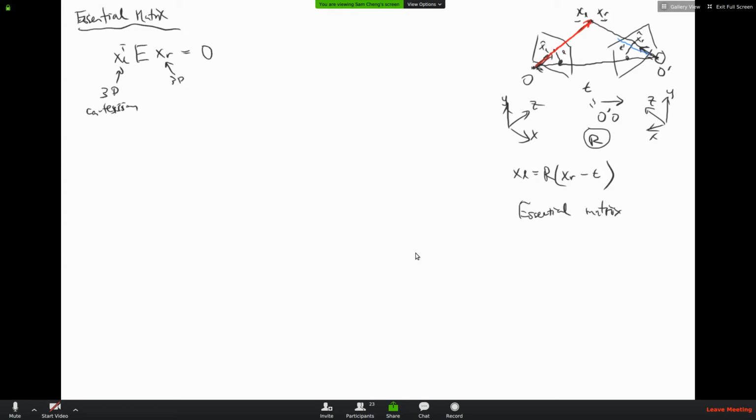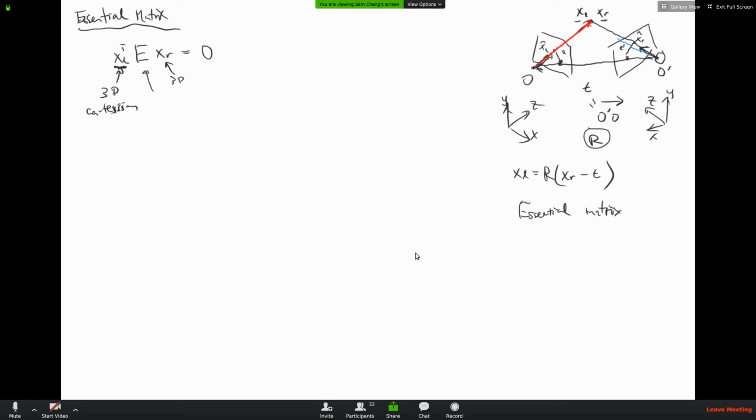So what I mean is, as long as we are referring to the same point, in the coordinate system of the left camera, XL multiplied by this E and multiplied by this XL will be equal to 0. I want to look for a matrix like that, and this is known as the essential matrix.